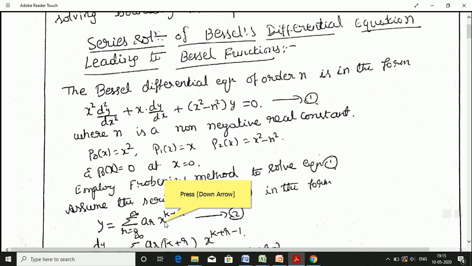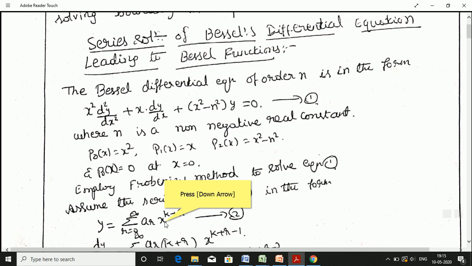This equation is of the form p0(x) d squared y by dx squared plus p1(x) dy by dx plus p2(x) y equal to 0, so that p0(x) is equal to x squared, p1(x) is equal to x, p2(x) is equal to x squared minus n squared. And p0(x) equals 0 at x equal to 0: p0(0) is equal to 0 squared, that's equal to 0. If p0(x) is equal to 0 at x equal to 0, then we need to apply the Frobenius method or generalized power series method to find the infinite series solution.